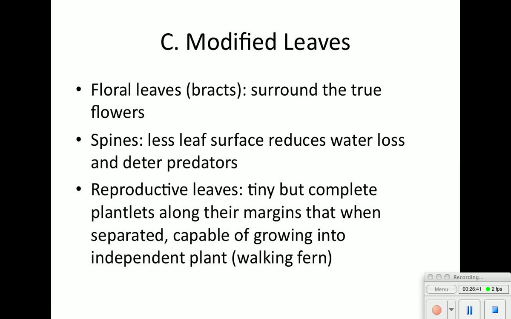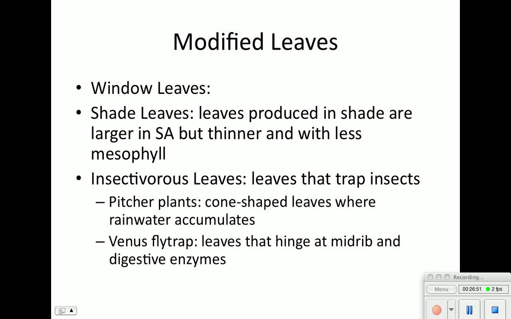We have spines. They are also modified leaves. We have reproductive leaves, like the walking fern. So that's kind of cool. Window leaves are leaves that have holes through them, and you may have seen that in tropical areas. We have shade leaves. They are thinner with less mesophyll. Shade leaves are usually located towards the bottom of the plant, or the bottom of a tree, I should say.